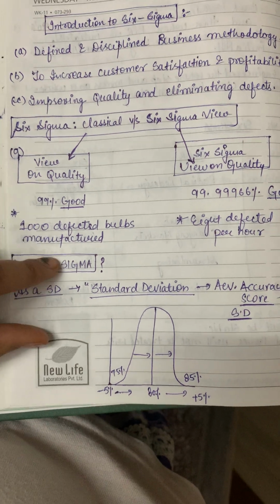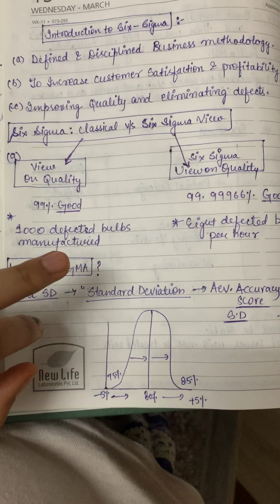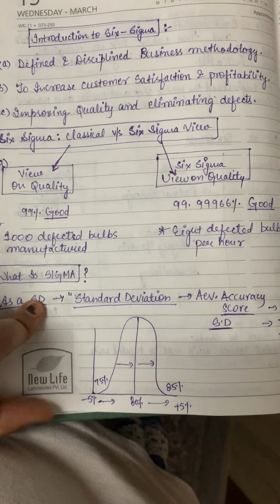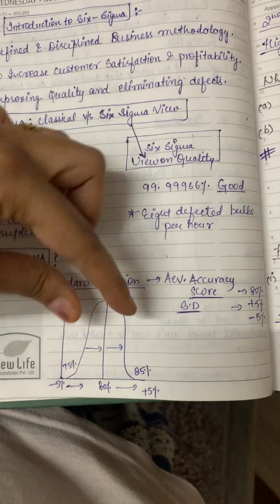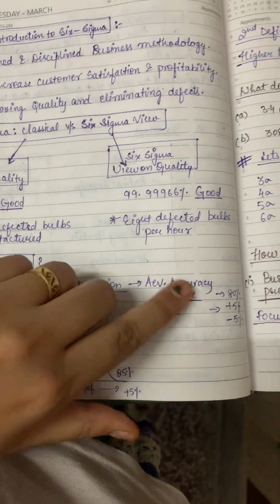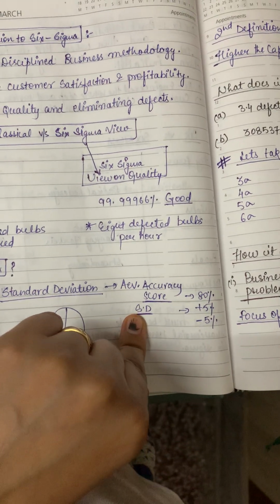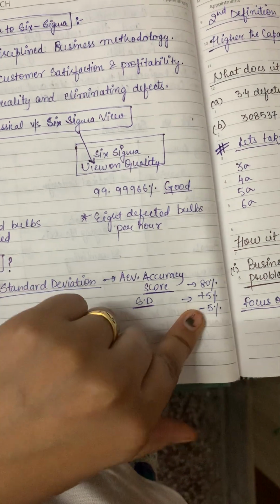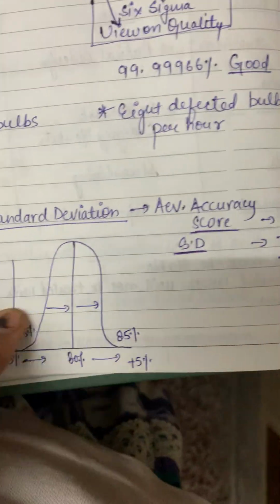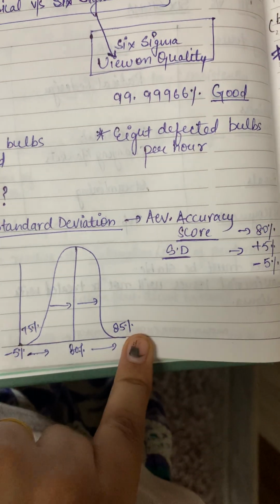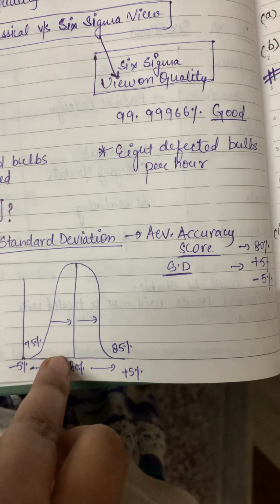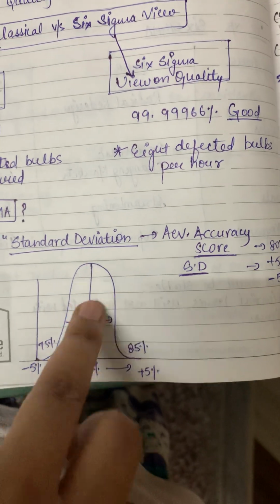So what is Sigma actually? Sigma includes two different terminologies. Here it is shown as standard deviation, which is nothing but the variation in a process. Suppose we have an average accuracy score of 80%, and standard deviation means the basic deviation in the process. We'll discuss that later in coming videos. So this is shown as plus 5%, minus 5%, which means one is 75% and one is 85%, because the standard deviation shows the deviation between the processes is just 5%.